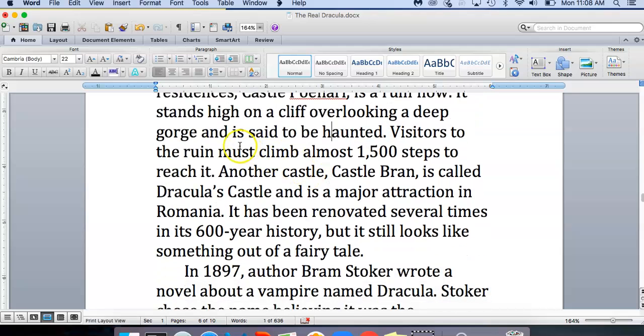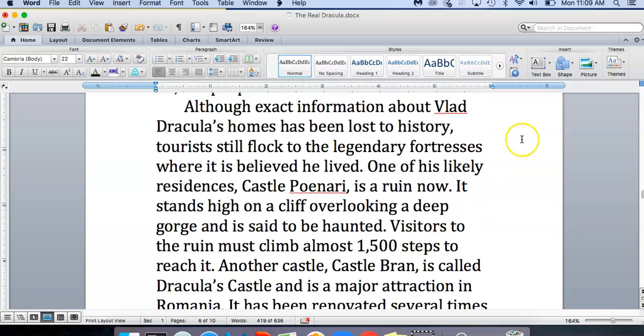Visitors to the ruin must climb almost 1,500 steps to reach it. Another castle, Castle Bran, is called Dracula's Castle and is a major attraction in Romania. It has been renovated, or they fixed it up, several times in its 600-year history, but it still looks like something out of a fairy tale. Okay, so let's stop here. They said that Vlad Dracula's homes or castles still exist. So what are the names of those two castles?